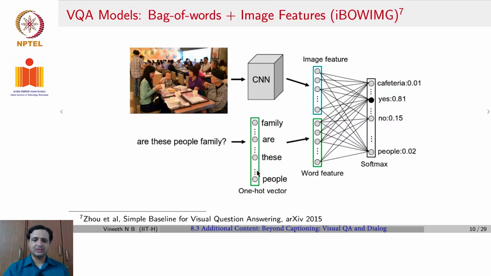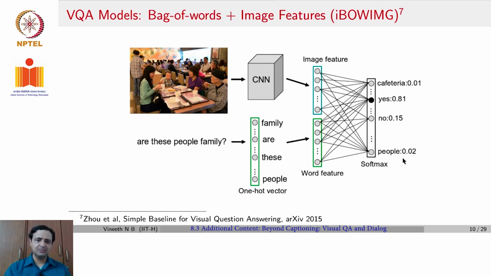Another baseline model that was developed in 2015 for visual question answering was a simple method again, where given an image, a feature was extracted out of one of the layers, one of the outputs of the layers of a CNN. And for the question, a simple bag of words frequency histogram was used as the text input. So these two were concatenated, and using a simple neural network, the model predicted what was the right answer among a set of options.